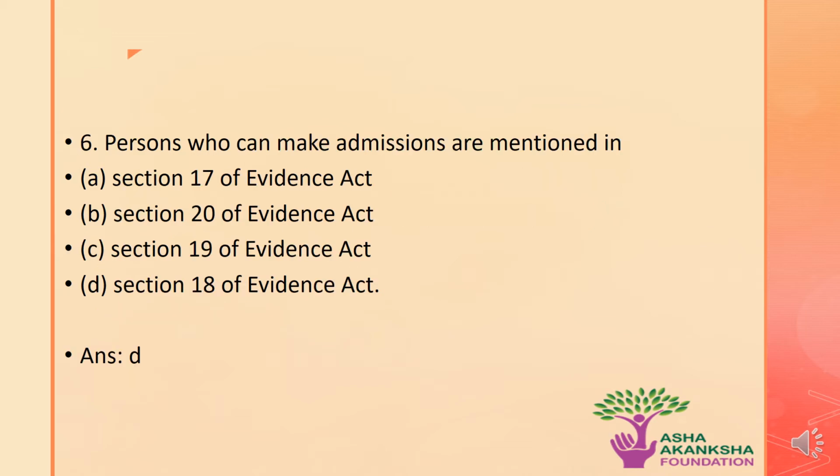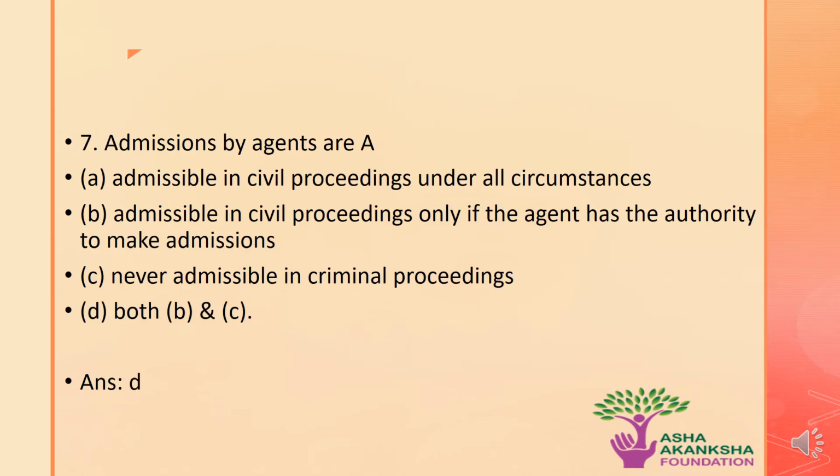The next question is, the persons who can make admissions are mentioned in which of the following sections? The options are A. Section 17 of Evidence Act, B. Section 20 of Evidence Act, C. Section 19 of Evidence Act, or D. Section 18 of Evidence Act. The correct answer to this question is option D. That is, persons who can make admissions are mentioned in Section 18 of the Evidence Act. So now let us see what Section 18 of the Evidence Act states. After knowing that, let's move on to another question.